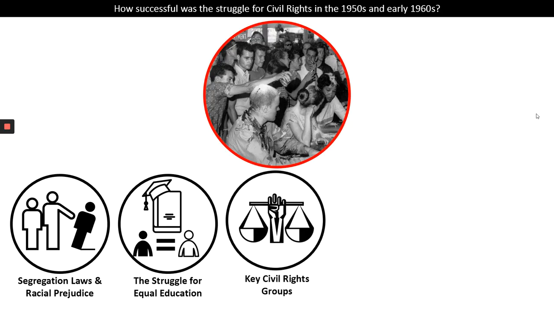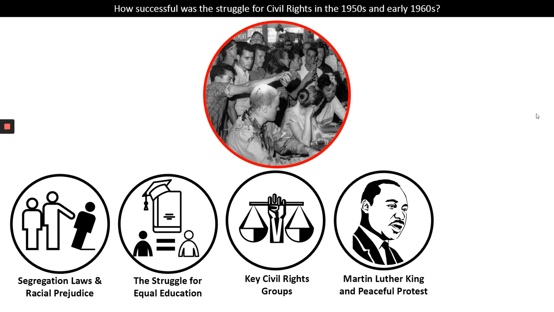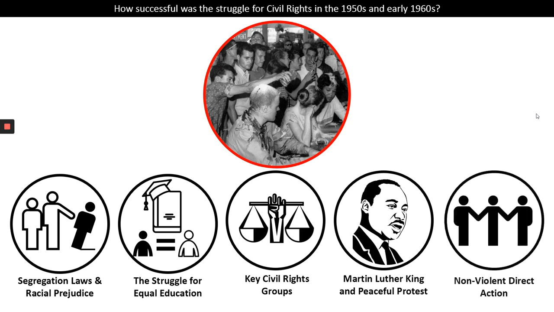We're going to have a look at the emergence of 3 key civil rights groups and then one of their leaders, Martin Luther King. And finally, we're going to have a look at non-violent direct action and peaceful protest and the way that this movement started to put pressure on the American government and society for change.